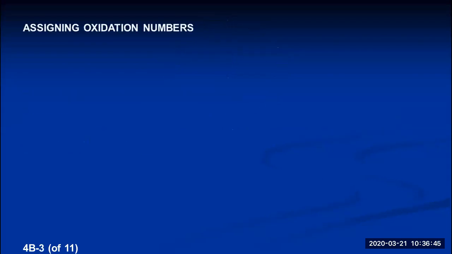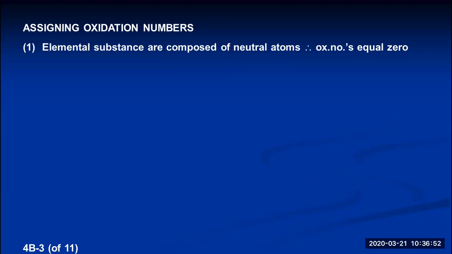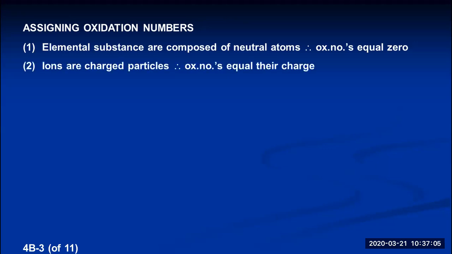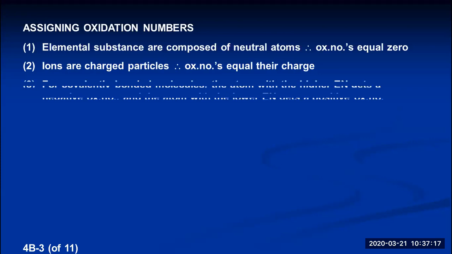We're going to give you a little simple way to assign oxidation numbers as a series of 5 different rules, and here they are. If you ever have an elemental substance, well, elemental substances are composed of neutral atoms, so they're uncharged species. So the oxidation number of an elemental substance, which is made of neutral atoms, is always 0. If you have a monatomic ion, well, ions are charged particles, so whatever the charge of that monatomic ion is, that would be its oxidation number. So these are a little bit more obvious, okay?